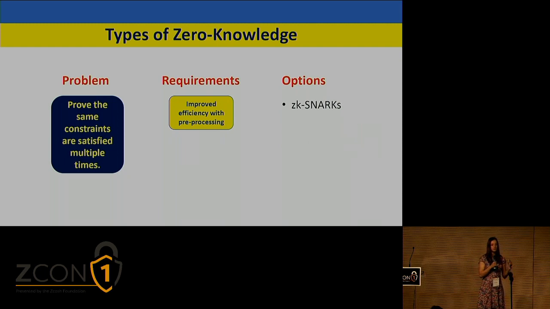The situation where you would want to use SNARKs, and I am thinking of pairing-based SNARKs here, although I'm aware that there are others, is when you're trying to prove that the same constraints are satisfied multiple times. What you're trying to leverage here is improved efficiency through pre-processing, this large computation you do at the start. And I would really say that SNARKs are probably the best option for this at the moment.